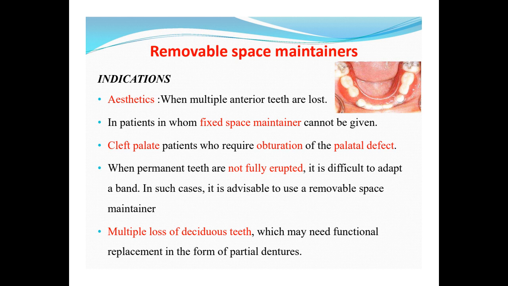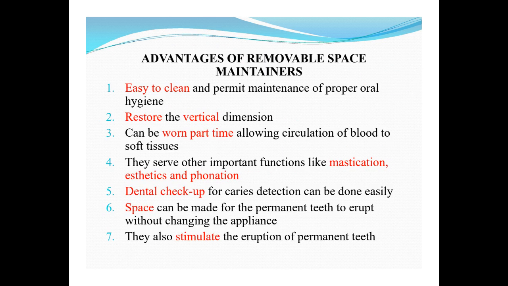Sometimes children come with multiple loss of deciduous teeth. So many teeth are missing. You cannot go for a fixed space maintainer at all. You have to go for a removable space maintainer. So these are the indications in which you go for a removable space maintainer.